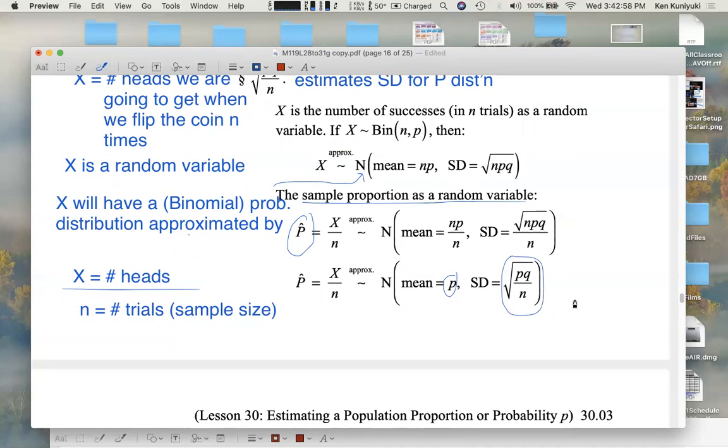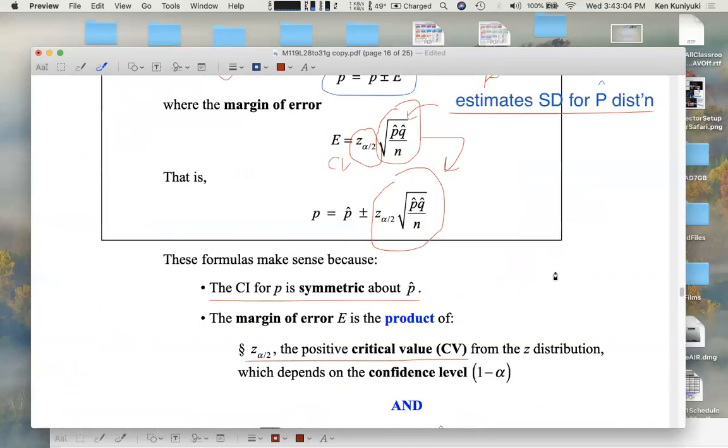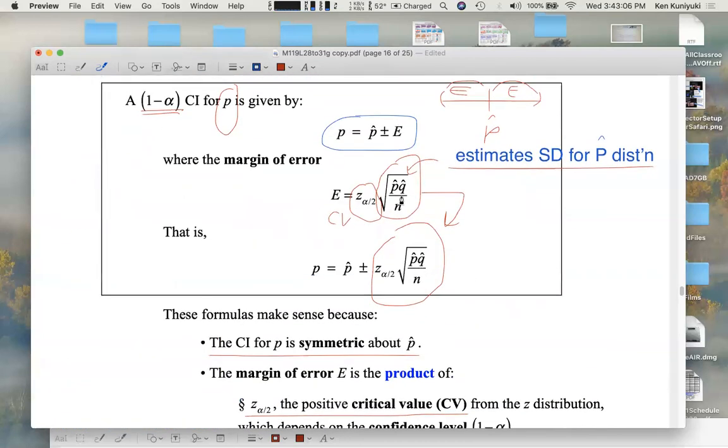But wait, when we construct our confidence interval, we don't know the values of P and Q yet. So we approximate them by P hat and Q hat. And that's why we get this radical here. I'm trying to explain why the radical looks the way it does. If you didn't get that, don't freak out. But try to get whatever theory you can from that.